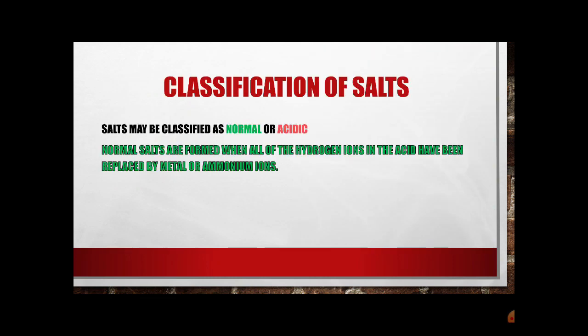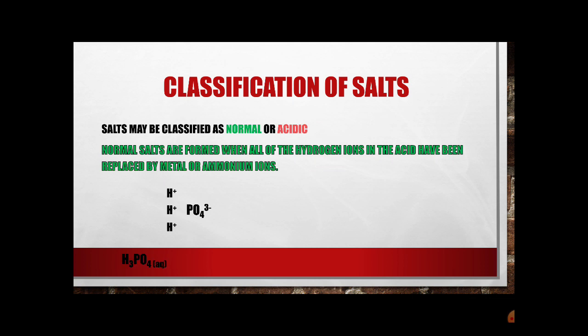Salts may be classified in two ways. The first is to identify if the salt is normal or acidic. Remember, a salt is formed when a metal ion or cation replaces the proton from an acid. A normal salt is formed when all of the hydrogen ions have been replaced.